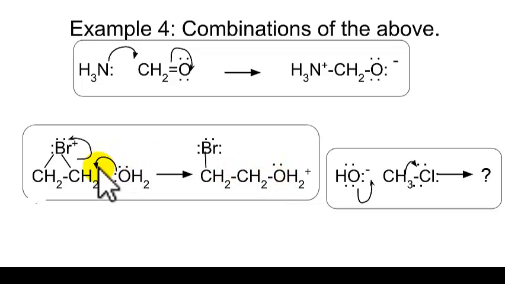Because this oxygen has given away 1 electron, it becomes positive. Because the bromine has gained 1 electron, it was positive, and it's gained 1 electron, now it becomes neutral. So net +1 on this side, net +1 on this side. Here's one for you to do.